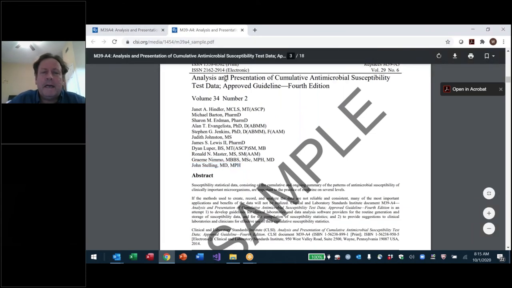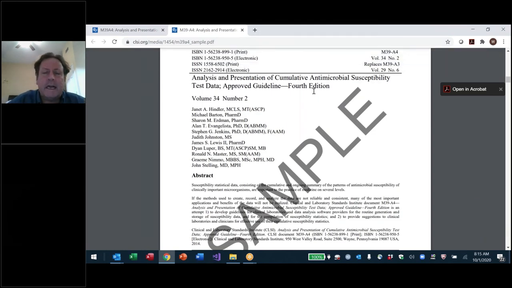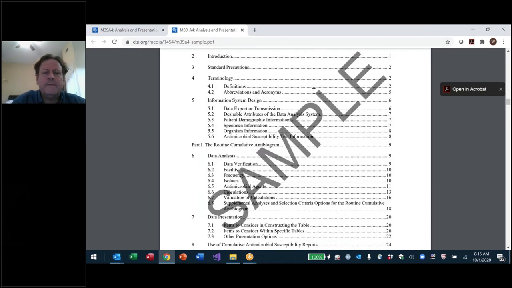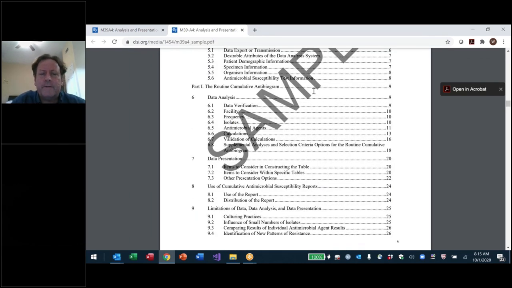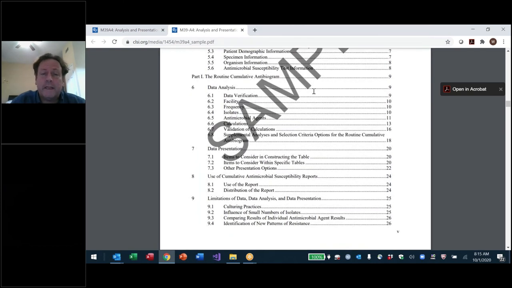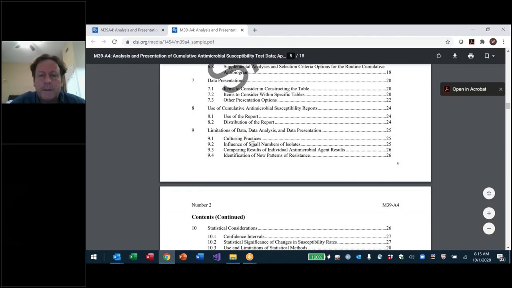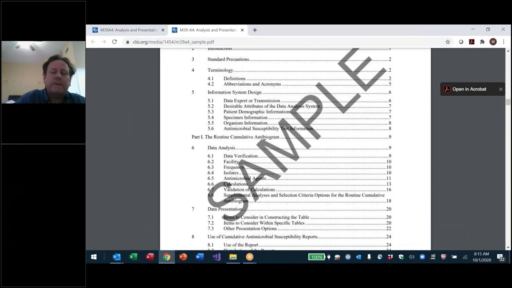So this guidance is official CLSI guidance on how to do, let me see, here's the table of contents. How do you design an information system, data analysis, data verification? A lot of what I've been telling you for the last many, many weeks is covered here somehow. Calculations, bias, limitations, section number 9, culturing practices, small numbers, comparing results, and then confidence intervals. So this is official CLSI guidance on how to do facility antibiograms.